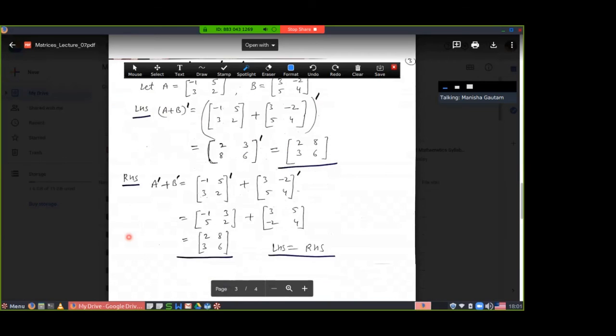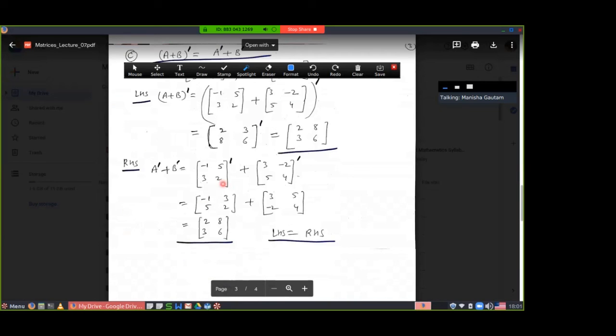For the right hand side solution, you have to take the transpose of the A matrix first and then the transpose of the B matrix. Transpose of A comes out minus 1, 3, 5, 2, and for B, 3, 5, minus 2, 4. Add them, you are getting the same as we got in the left hand side, 2, 8, 3, 6. And verification done, left and right both sides are equal.